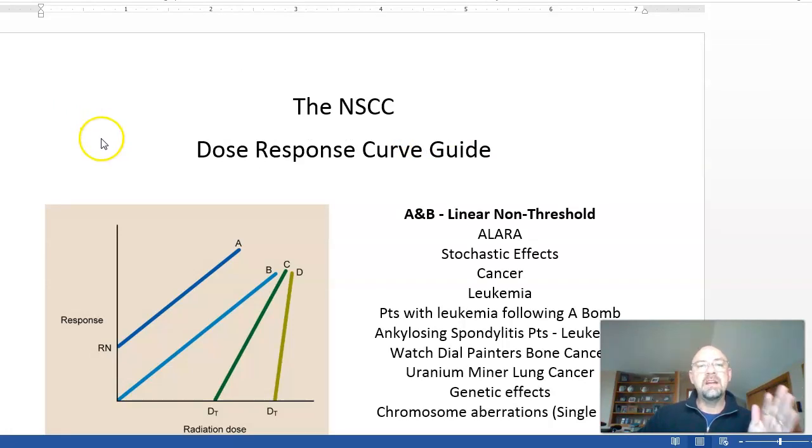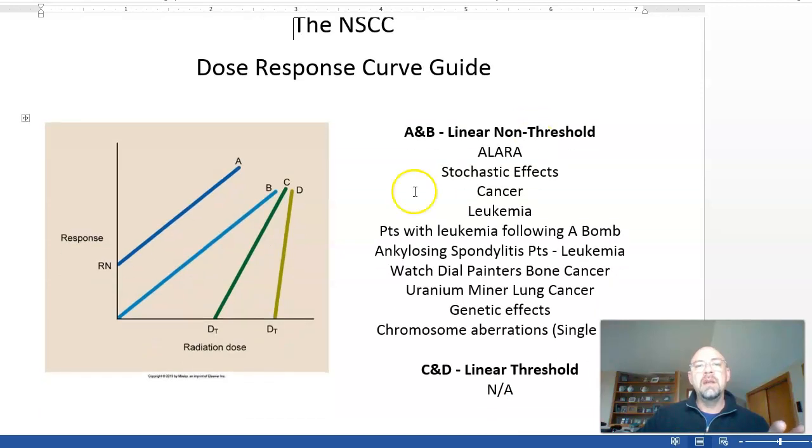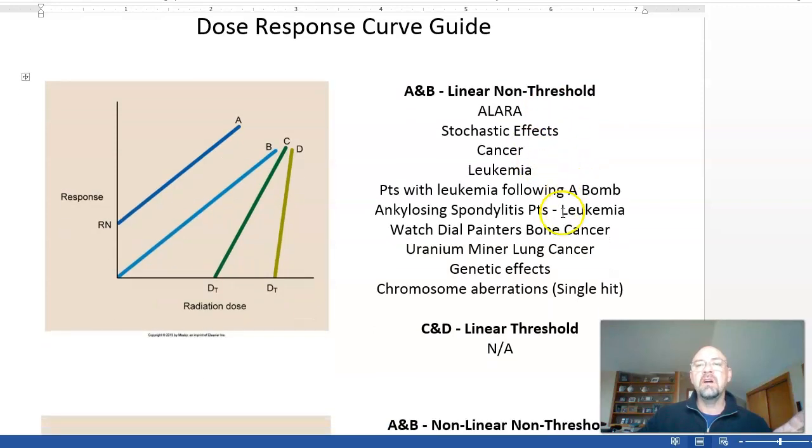And lastly, I have a dose response curve guide. It's in Blackboard. You should see it there. Just download it and study it. And again, it looks at the different curves that we've talked about. And you can see here are the old pictures. So A and B, this is what we're looking at. ALARA, stochastic effects, leukemia, cancer, all of those things. That is your linear non-threshold.